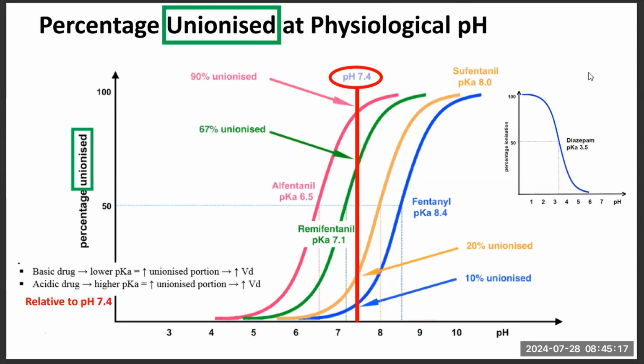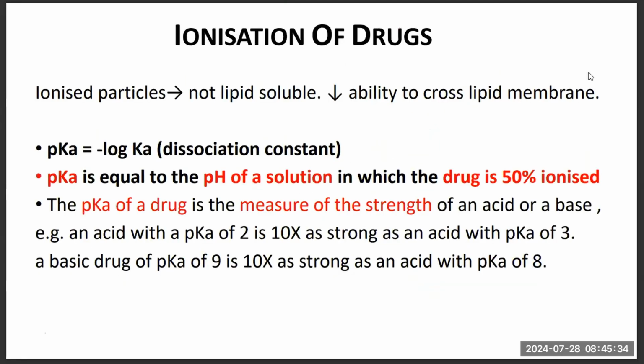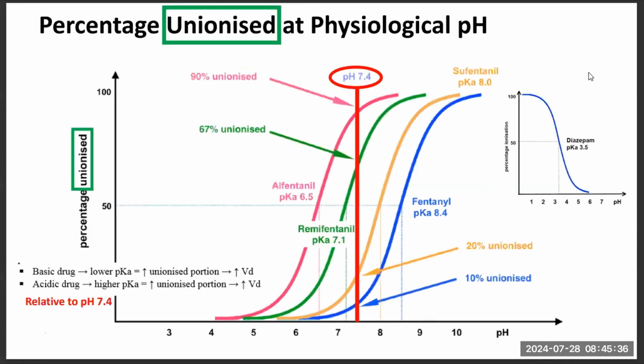But if you know this, see now, look. This is fentanyl. The pKa is where it is 50% ionized or unionized. You must know the definition of pKa. 50% ionized or unionized. This is our fentanyl. Remifentanil. Dose response curve. This to fentanyl.